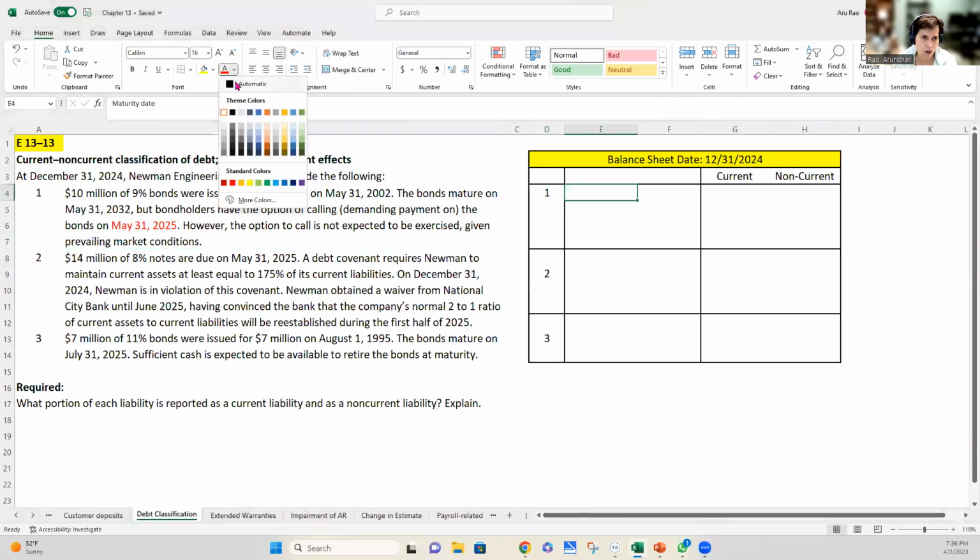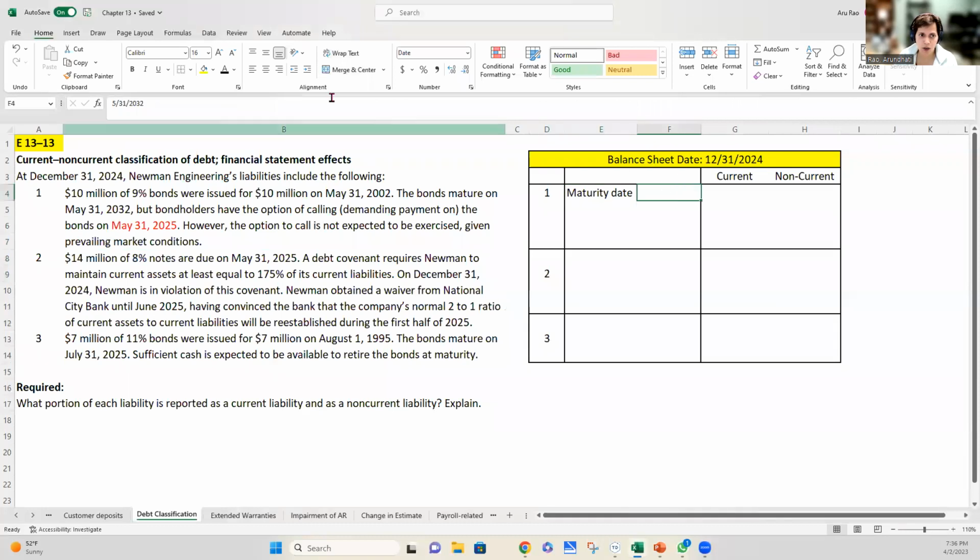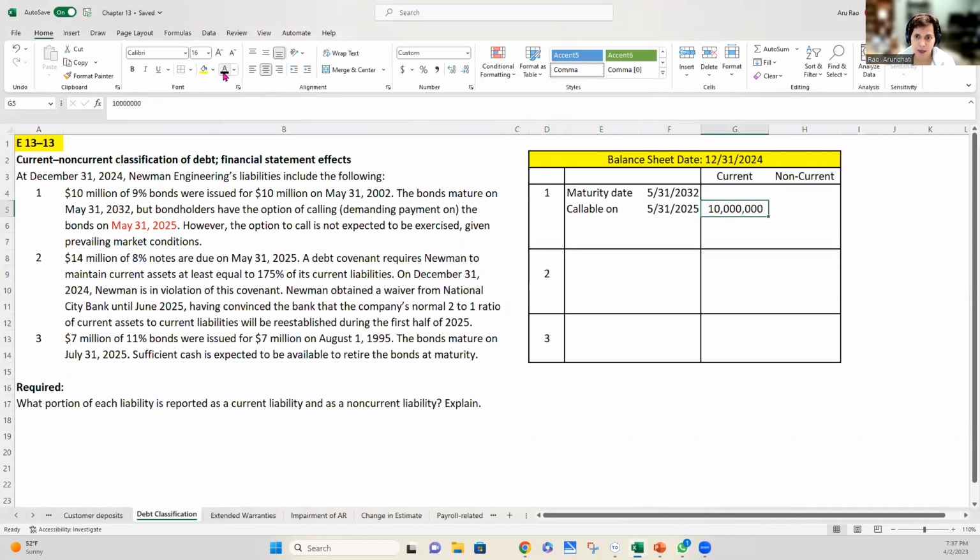So let me write this down and go through this. The maturity date is way out, because I'm doing this on December 31st, 2024. I'm preparing my financial statement. I'm making this decision at this point in time. So if I look at the due date, I'm good. However, if I look at the date it's callable on, it is callable next year. So what happens? All 10 million of this is going to be listed as a current liability.